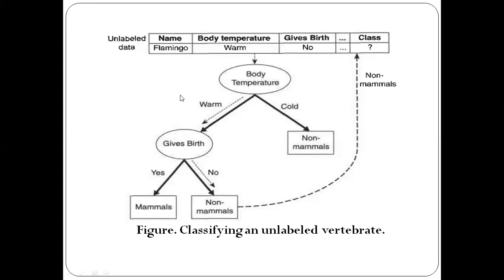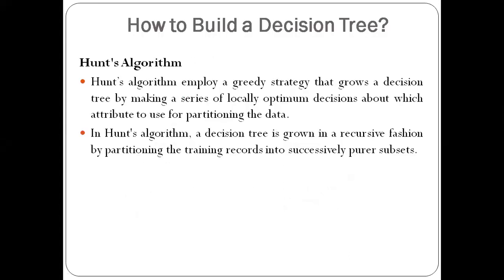So this is how we can perform the classification of unlabeled data using the decision tree. Now coming to how we can build a decision tree. There must be some procedure that we follow in order to build a decision tree. This decision tree is going to use an algorithm called Hunt's algorithm. This is the algorithm we will use to build or construct a decision tree.